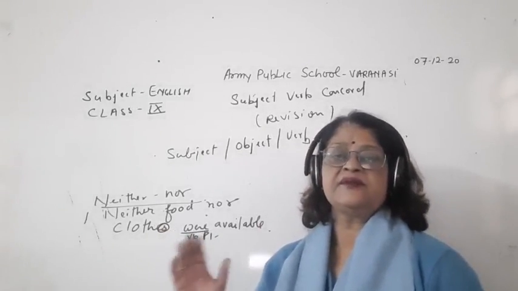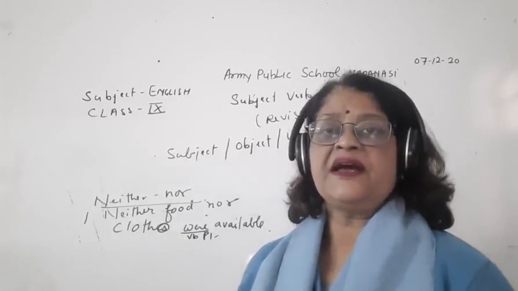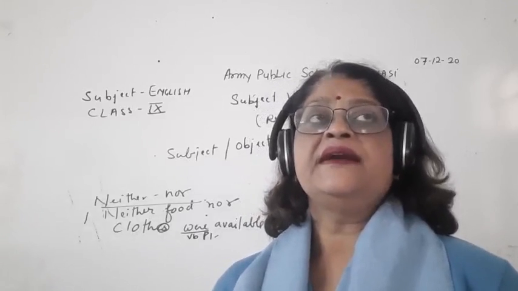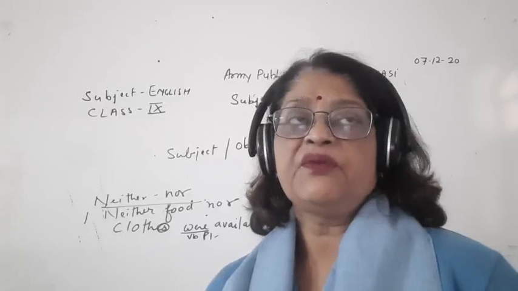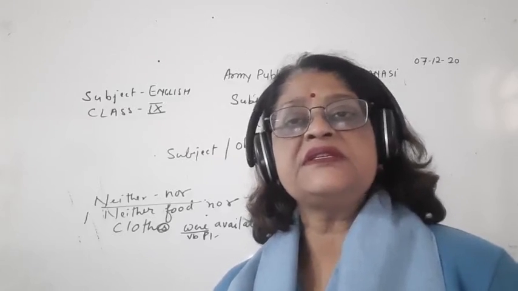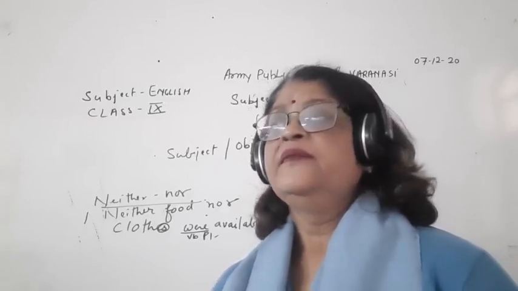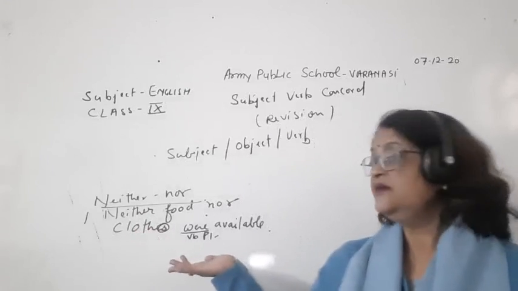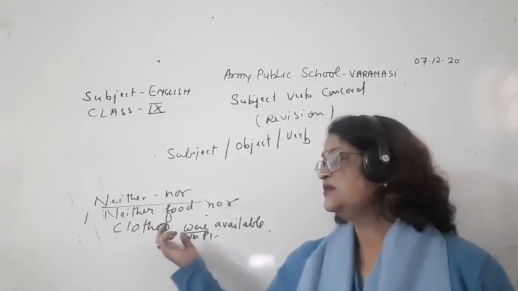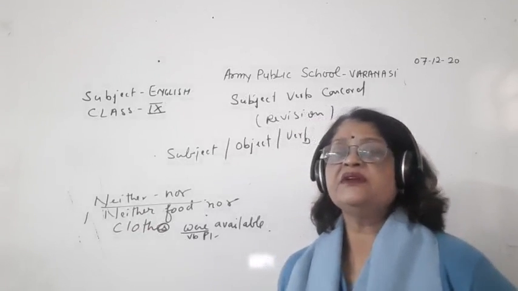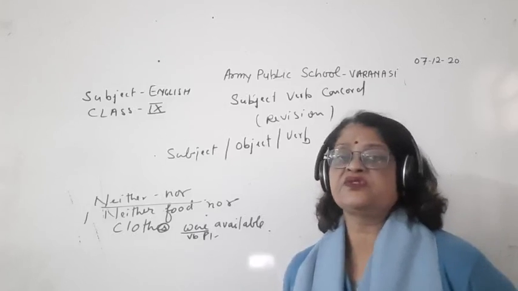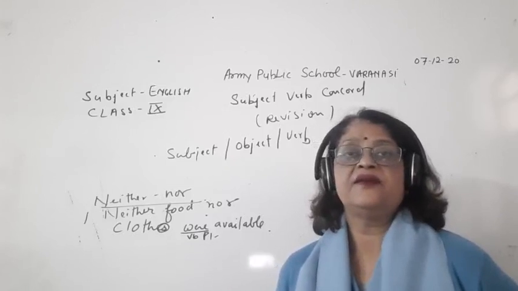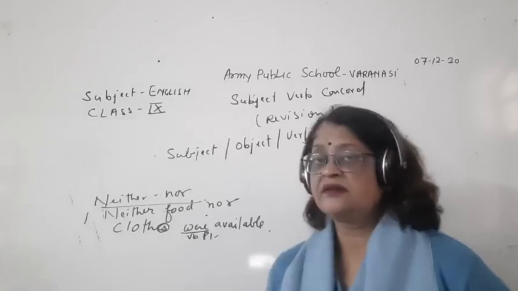Now children, let me tell you again, if either or, neither nor is used before two nouns, the noun which comes later, like here you will see clothes, is the one to look at. Clothes here is plural, so a plural verb will be used. That means according to the later noun, the verb is used. Okay.